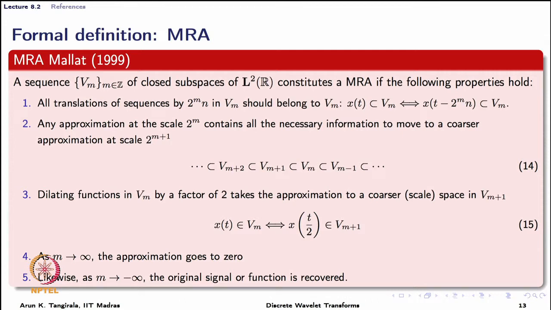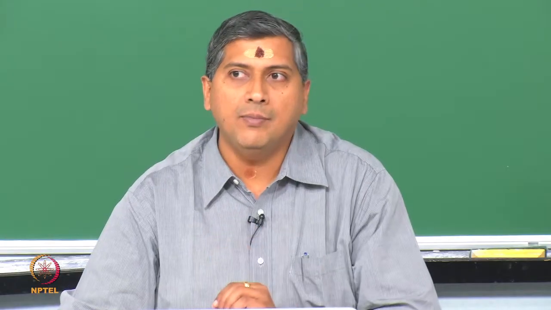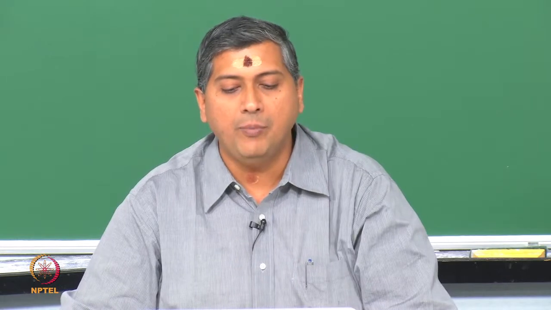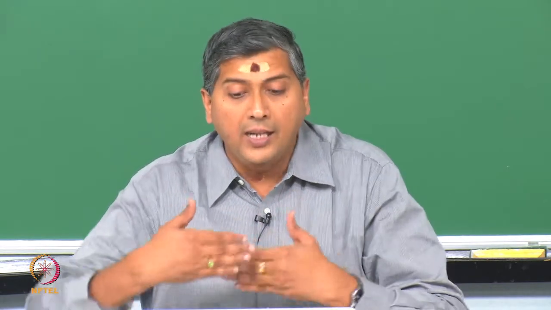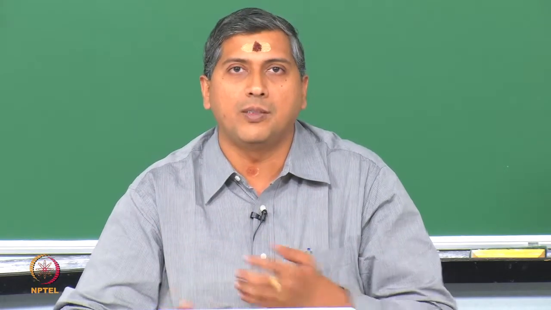These subspaces should satisfy certain properties, and those are the 5 key properties listed here. All of them are important, but I will highlight points 2 and 3. Point 2 says that the subspaces should be embedded, which means as I move down in m, I get finer and finer approximations, and as I increase m, that is I move up in level, I get coarser and coarser approximations. These subspaces are nested, therefore the approximations can also be said to be nested.